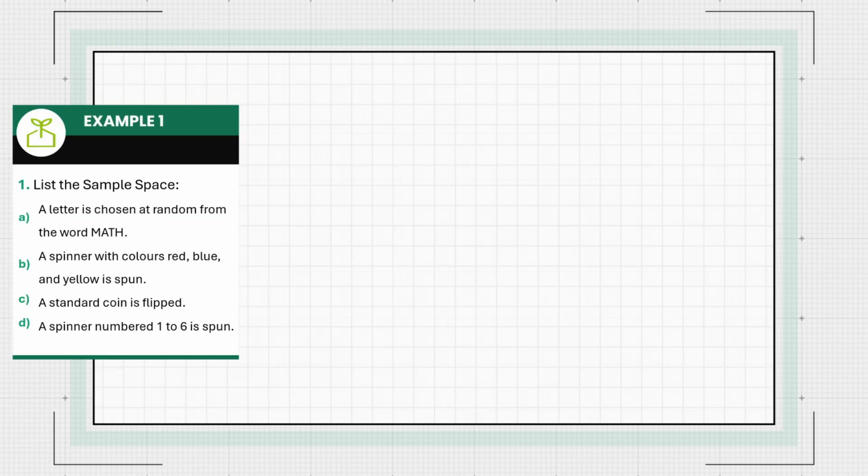Alright, welcome back. Today we're going to be looking at probability, and we're going to be starting out with our first skill, which is finding the sample space. The sample space is just every event that can happen in our particular event that we're interested in. So look at our first one.